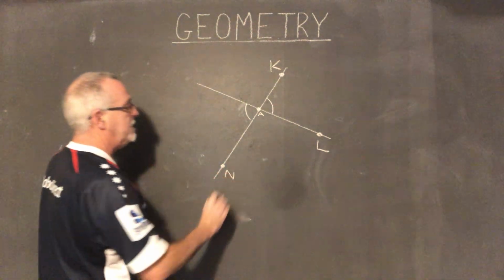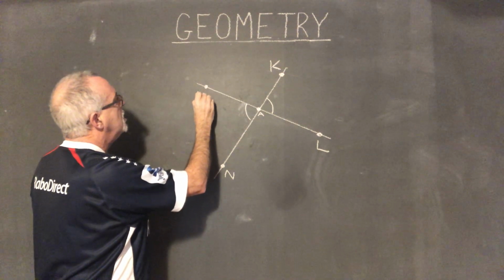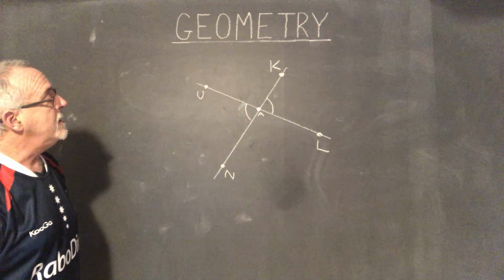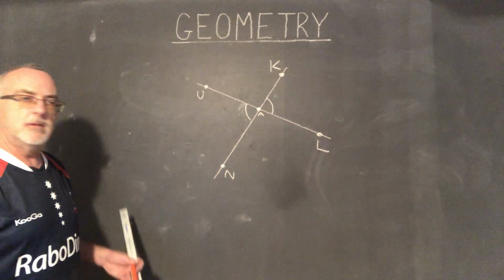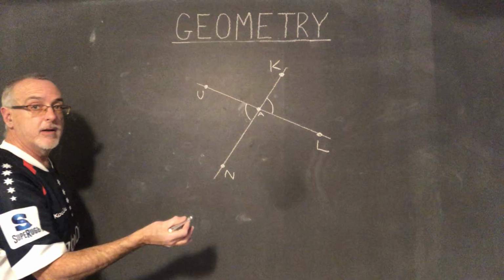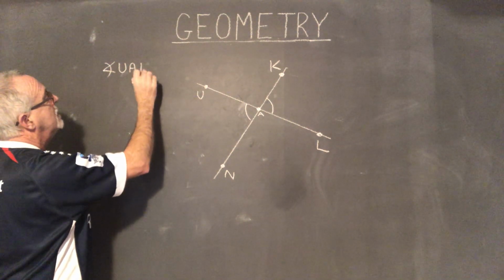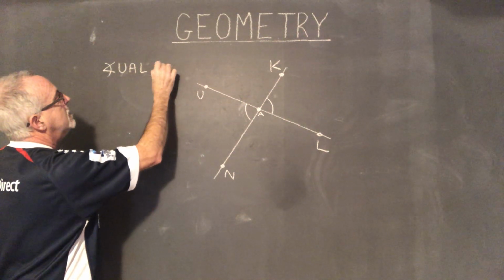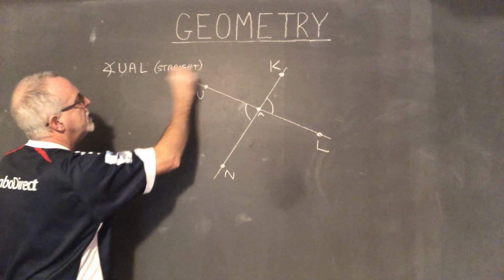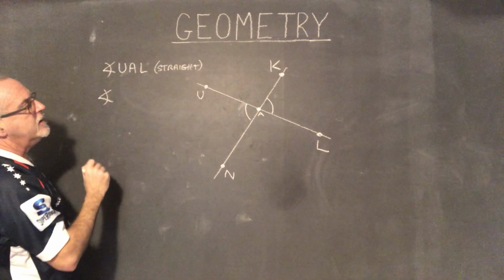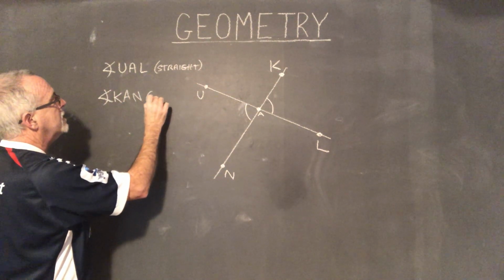And I'll put N. I haven't used N yet today. And U. Yeah, I haven't used letter U yet today. Okay, so we created a bunch of angles. And let's start talking about the angles we created. One we created, for example, is angle UAL, which is a straight angle. I'll just write straight in brackets. And we also have created angle KAN, which is also a straight angle.